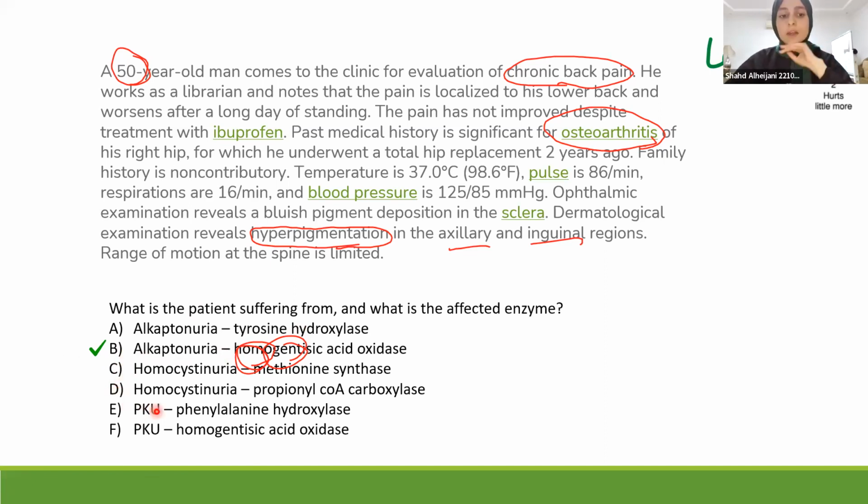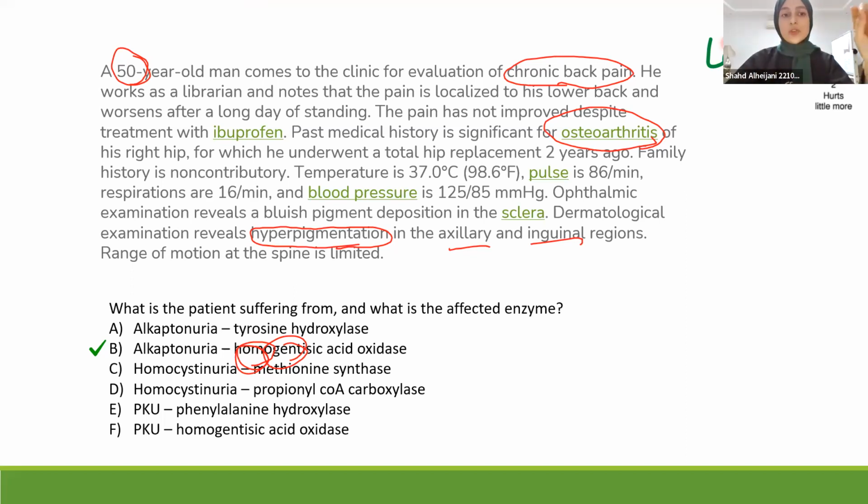PKU or phenylketonuria. Can anyone tell me the symptoms or signs of phenylketonuria other than phenylketones in the urine? Hyperpigmentation, what else? Yes, exactly, mental retardation. Mental retardation would appear very early in life, which is why we said we have to screen the neonates. So the symptoms won't start in a 50-year-old man with chronic back pain.